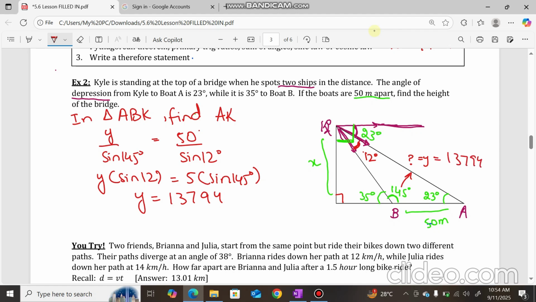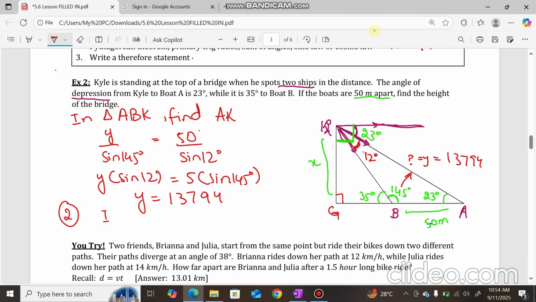Secondly, we just got the value of y, the hypotenuse, which is 137.94. We have this angle is 90, this angle is 23, and this full angle is 90. We also know about this angle, which we can get by subtracting from 90. And the second way we can use here, because we are going to find this one, which is called GK, we're going to find GK.